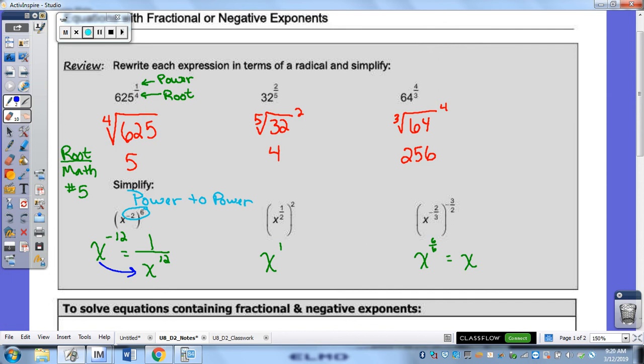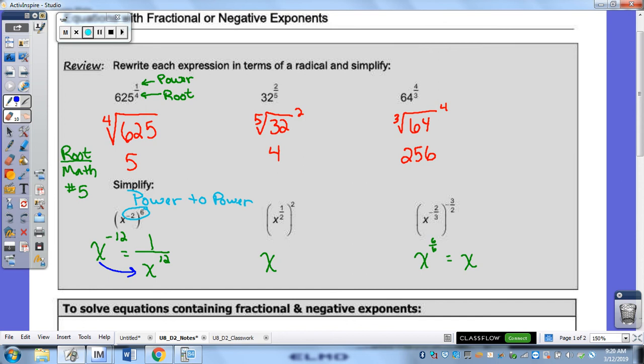Here, when I multiplied for that second one, 1/2 times 2 gave me 1, so it's x to the first. Do I have to write that exponent of 1, though? Nope. I could just leave it as x. That's the same as x to the first. You don't have to write the 1, but if you need to, go ahead and write it.